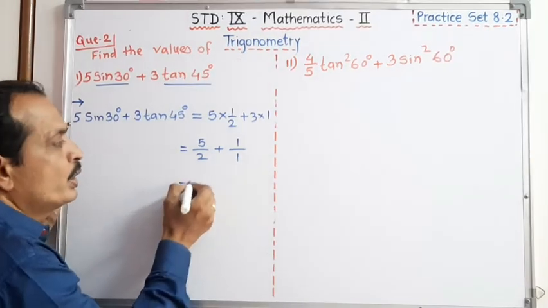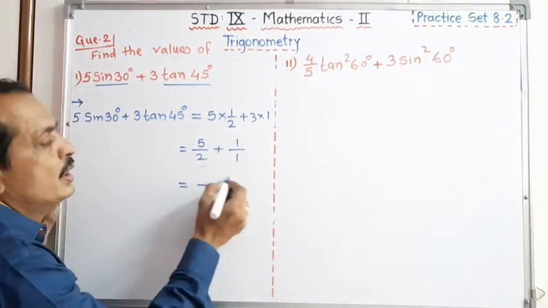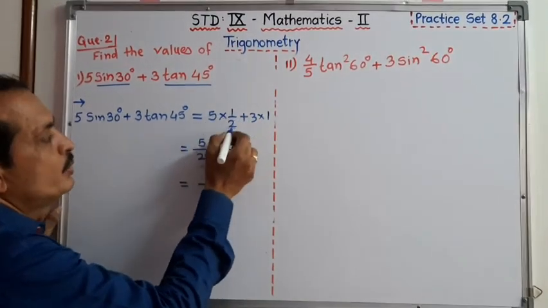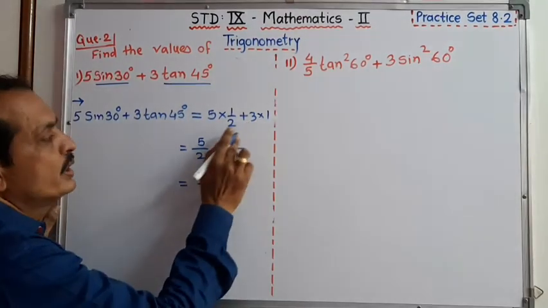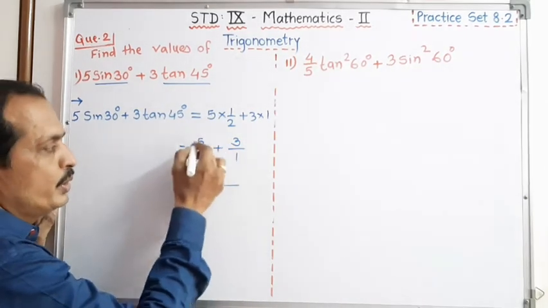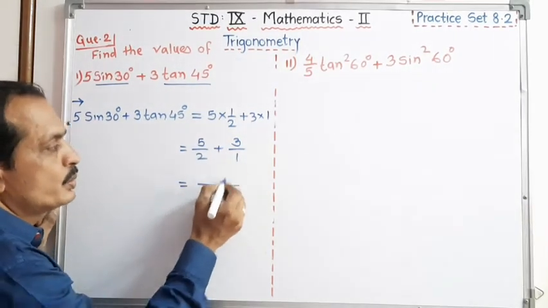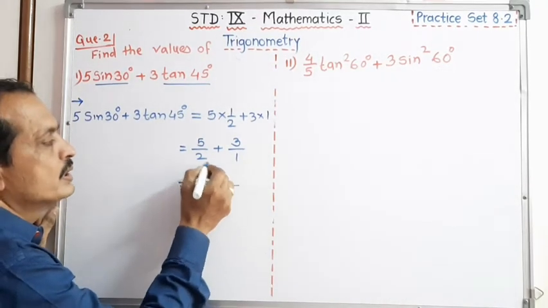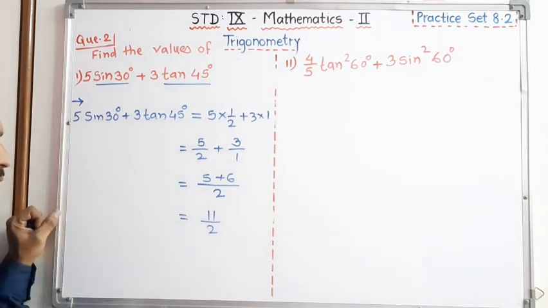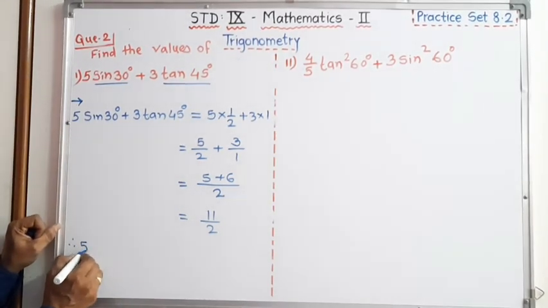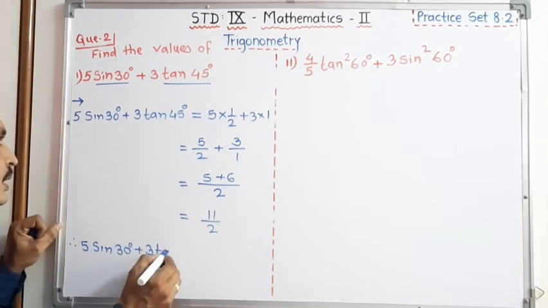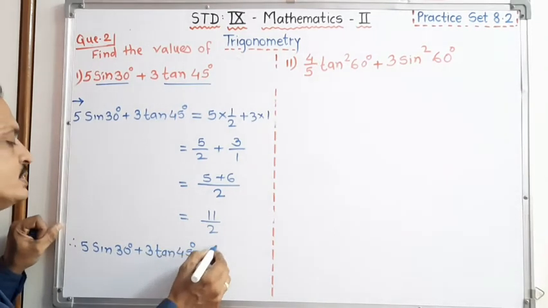Now we have to add these two. The denominators are not the same. Dear student, see, 5 into 1 is 5 upon 2, plus 3 into 1, here it is 3 upon 1. The denominator is not the same, therefore 2 ones are 2, and 5 ones are 5, plus 3 twos are 6. Therefore it is 11 upon 2. Therefore the final answer is: 5 sin 30 degree plus 3 tan 45 degree is equal to 11 upon 2.